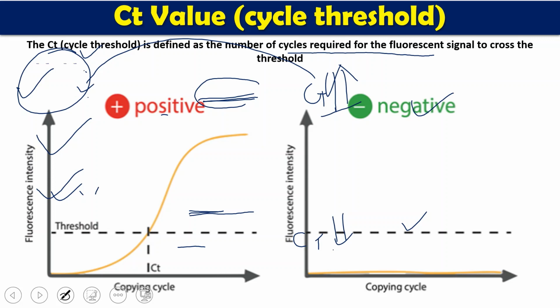Here you can see the PCR cycles, and every cycle the DNA sample is duplicated. At a specific point, this DNA sample is going to be detected and cross the threshold value. That is called the CT value. Whereas in this other case, it does not cross the threshold value at any point, so it is negative. If the DNA is detectable at any point, it is called positive.